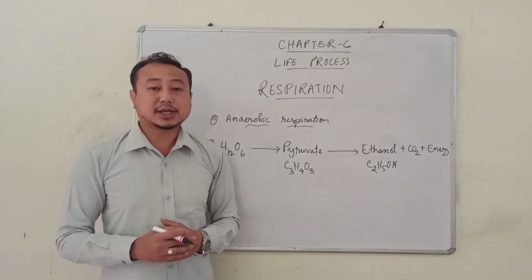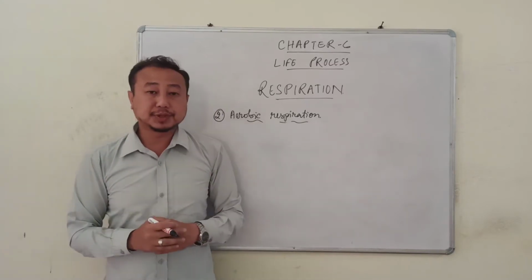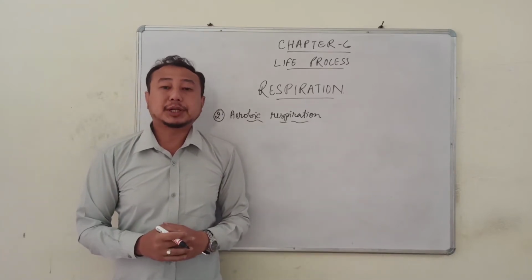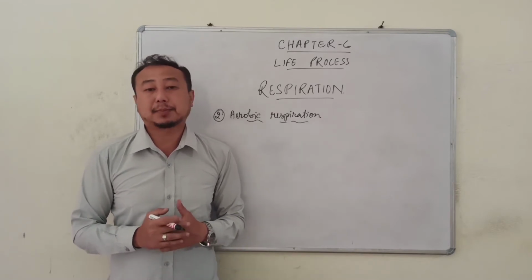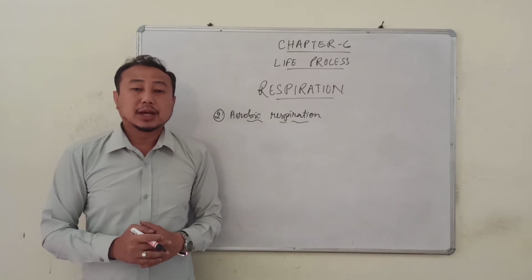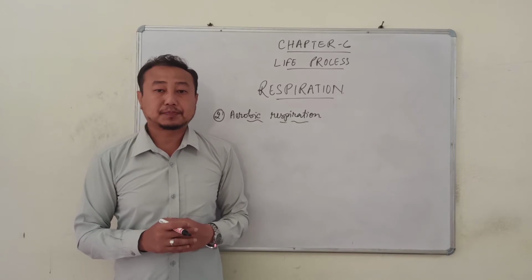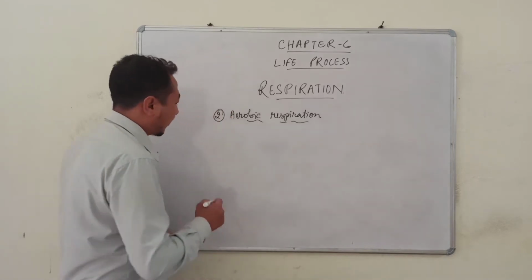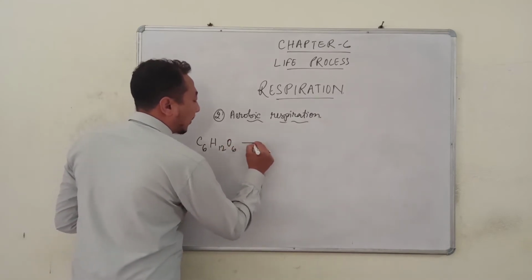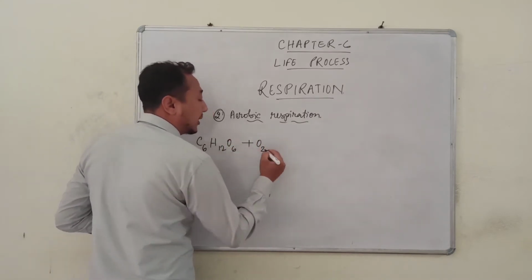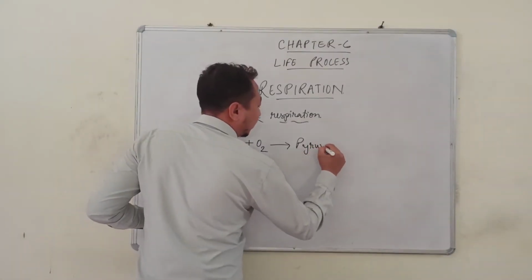Now, let's come to the second type of respiration. The second type of respiration is the aerobic respiration. This type of respiration is generally performed by the multicellular organism, and it is done in the presence of oxygen. So now let us see what happens during this process of aerobic respiration. During the process of aerobic respiration, the glucose that is obtained by a cell will be broken down in the presence of oxygen inside the cytoplasm to form pyruvate first.